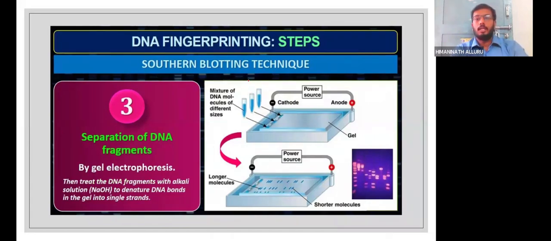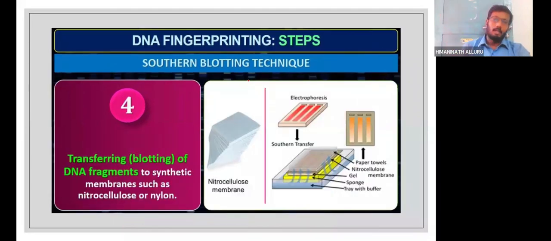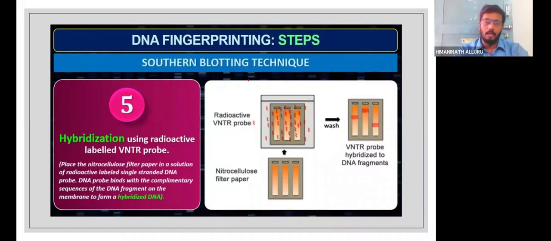So then he ran that gel electrophoresis. Then the gel has to be taken. The gel imprint has to be transferred onto a nitrocellulose membrane. In that membrane, we will be adding a radio label material, any radioactive element.